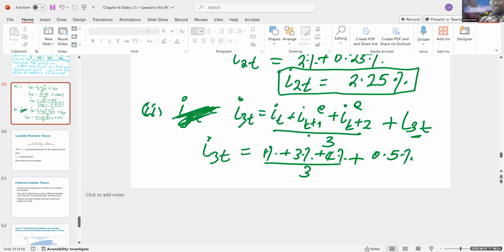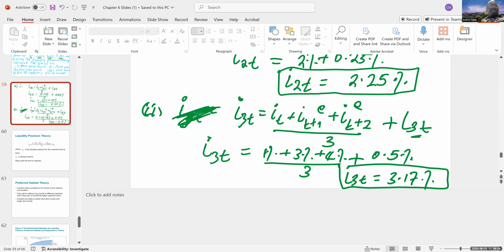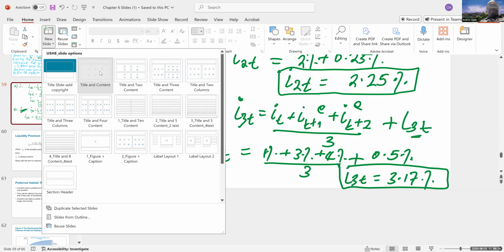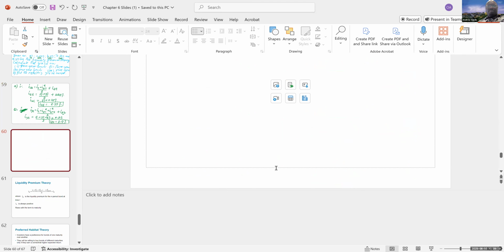So you get 1 plus 3 plus 4, this is going to be 8, and 8 divided by 3 is 2.67. 2.67 plus 0.5, that's going to give me 3.17. So that means your I3T is going to be 3.17%. Pretty easy, pretty straightforward.